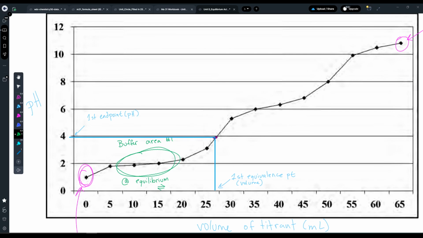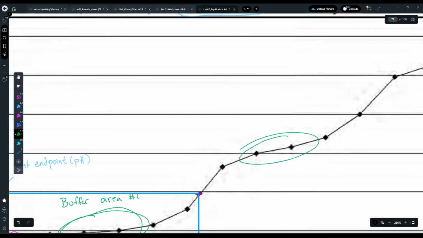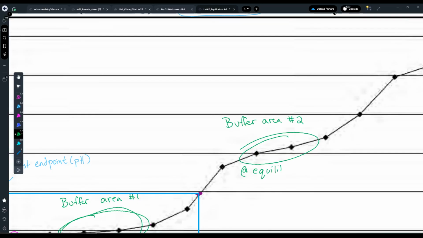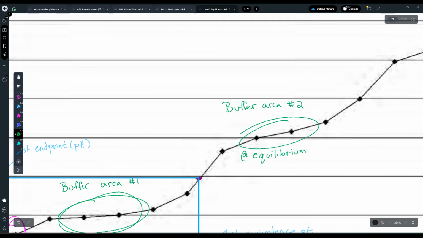For our next flat part, that's occurring around here. So this is our second buffering area. Again, we have another equilibrium. So if we were to write out the reaction that's at equilibrium here, we would have to make sure to write the equilibrium arrows.